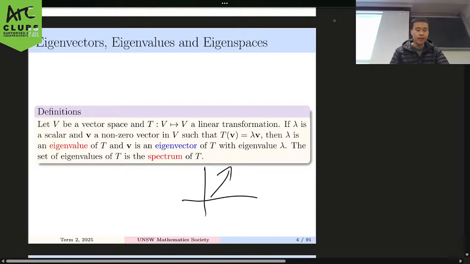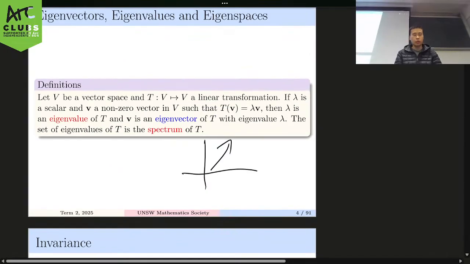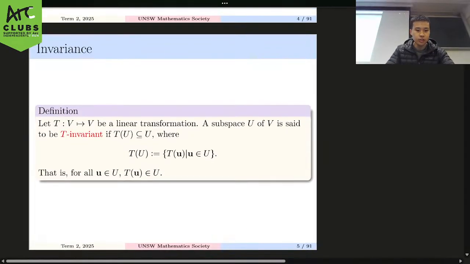The vector which remains in its direction is called the eigenvector. And essentially we can have a set of all these eigenvalues, which is called the spectrum. So I believe the set of all the eigenvectors is called the eigenspace. So a bunch of definitions.